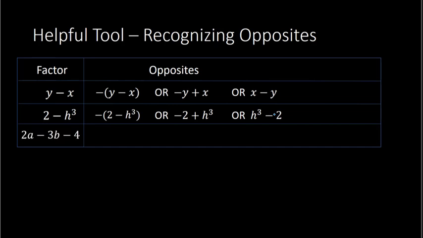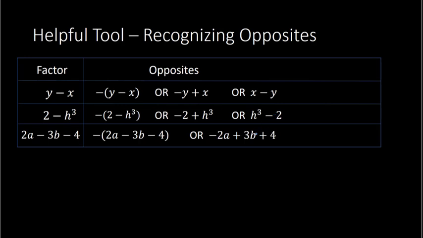One more example, we have 2a minus 3b minus 4. So the opposite of that would be taking negative and then parentheses all of that. So what that means is we make the positive 2a into a negative 2a, the negative 3b becomes a positive 3b, and the negative 4 becomes a positive 4.